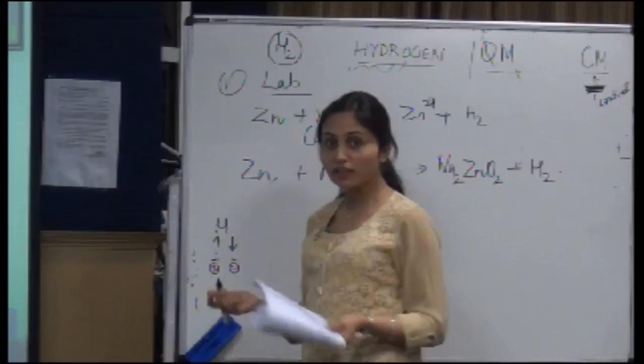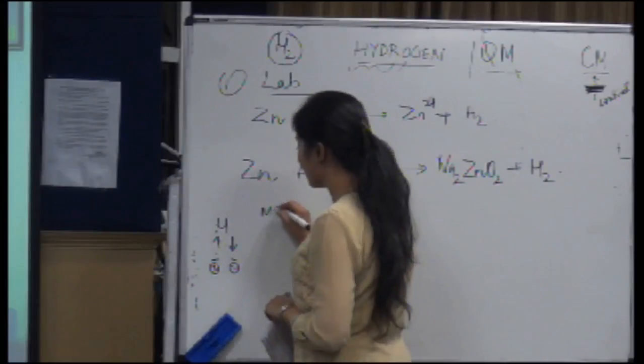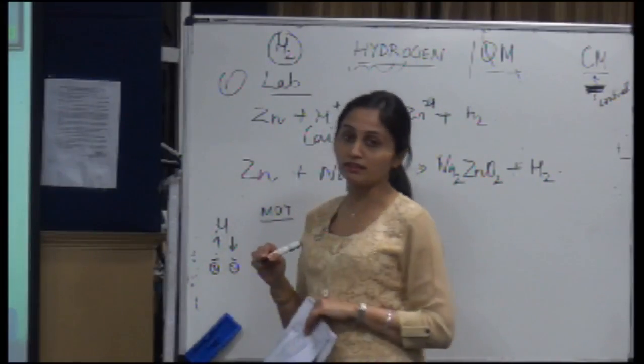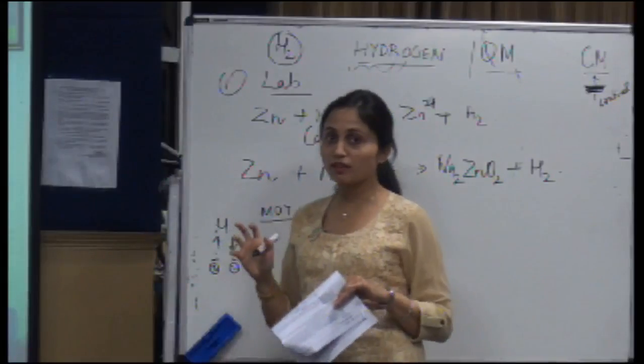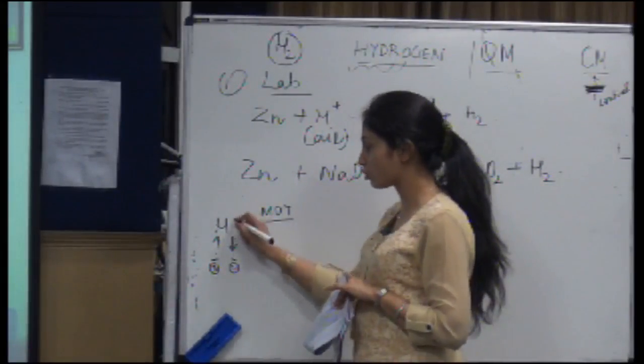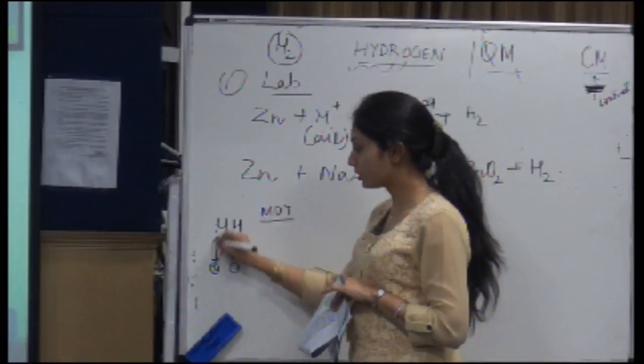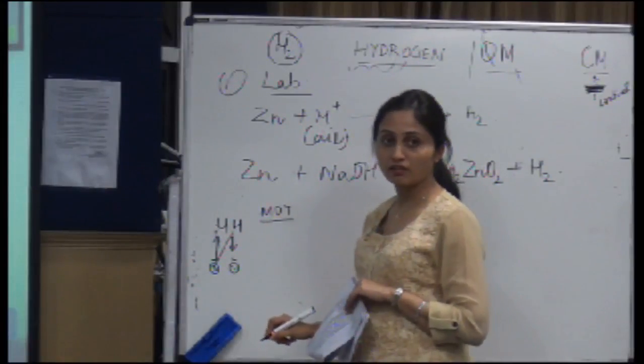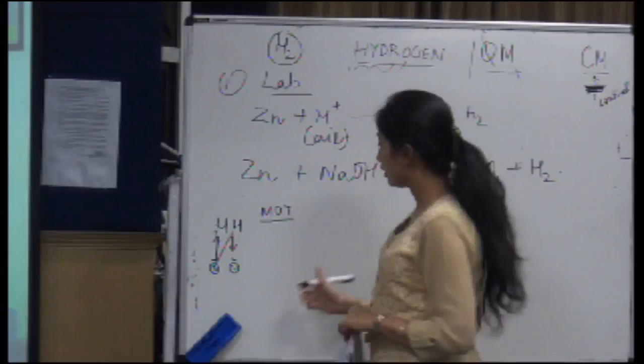Now, molecular orbital theory: you've asked me to relate it to molecular orbital theory. What happens in molecular orbital theory? You have each electron associated with both the nuclei. I don't know if I taught that.